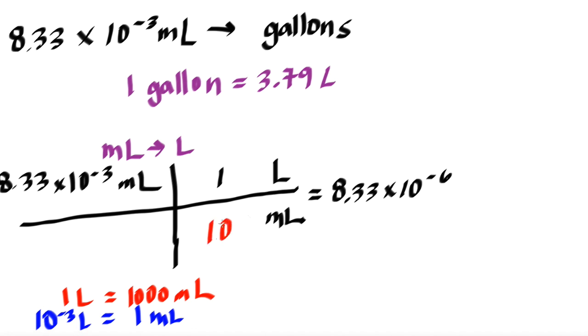If I put 10 to the 3 here, remember when you're dividing, if you want to use scientific notation, you have to subtract the exponents. So 10 minus 3 and then minus 3 gives us a negative 6, which is what we have here. And so that unit should be liters. So liters, okay?